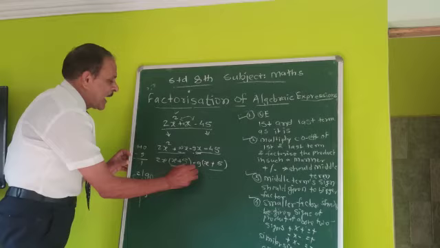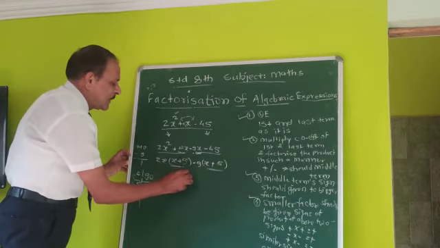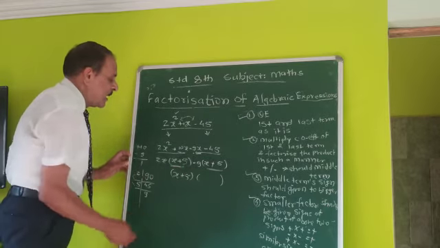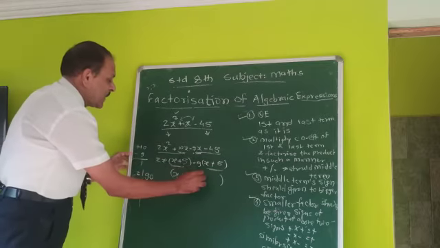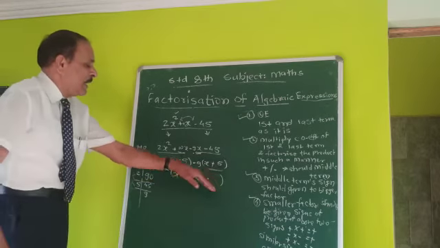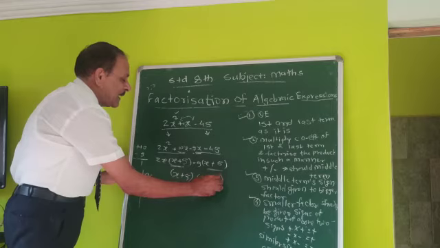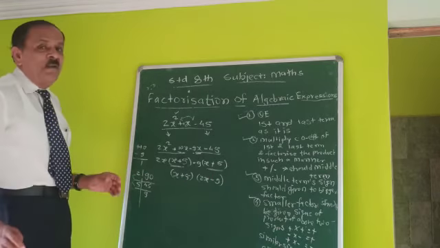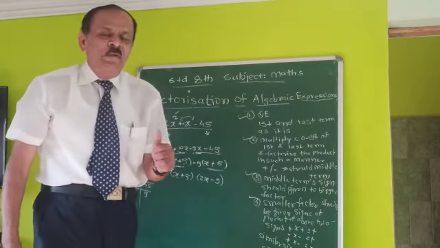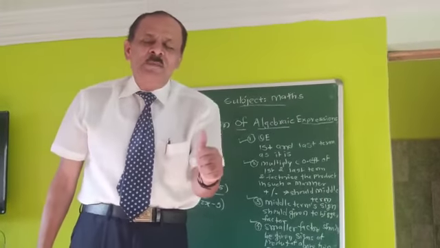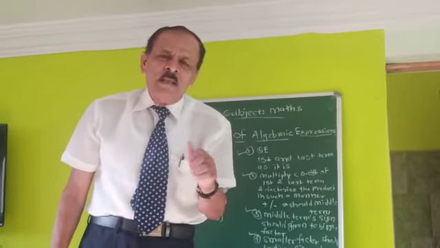x plus 5, out of this take it as one bracket. And what is left outside of this bracket? 2x. What else is outside of this bracket? Minus 9. So okay friends, in this manner we have finished exercise number 9.1 very systematically.